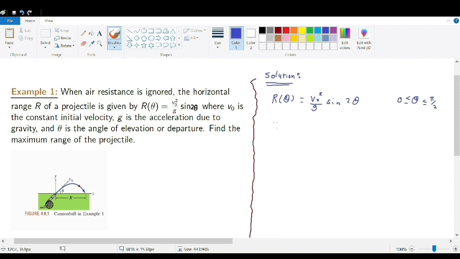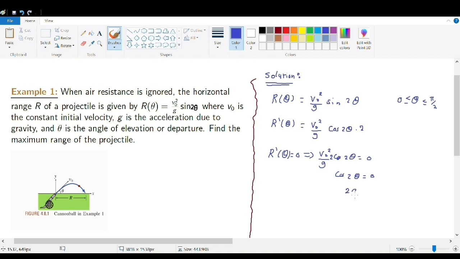To find the maximum, we need to find r prime of theta. So we differentiate with respect to theta. v0 squared over g is constant. The derivative of sine 2 theta is cosine 2 theta, and we need to multiply by the derivative of 2 theta, which is 2. To find the critical number, set r prime of theta equal to 0. That means v0 squared over g times cosine 2 theta times 2 equals 0. Since this is constant, cosine 2 theta must equal 0.